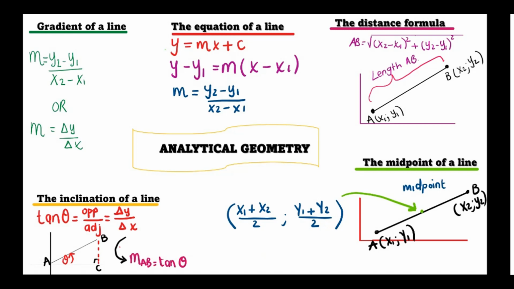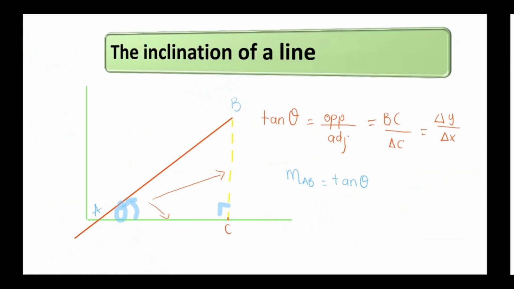And we also looked at the inclination of a line, and we said that the inclination of a line, or tan of theta, is equal to, we know that it's opposite over adjacent, right? And that is also the same as saying your change in y over your change in x, which is the same as saying the gradient of your line AB is equal to tan of theta.